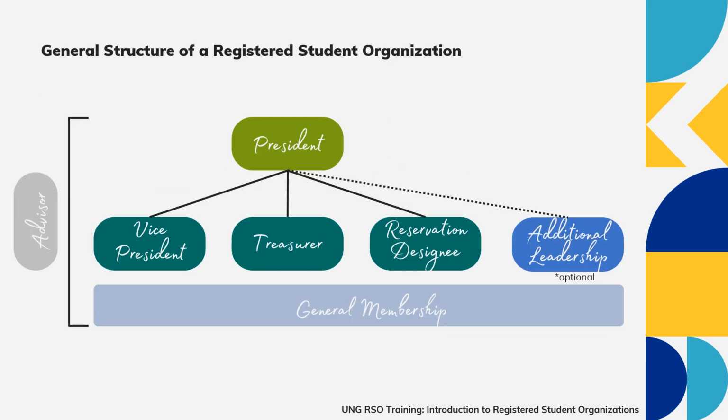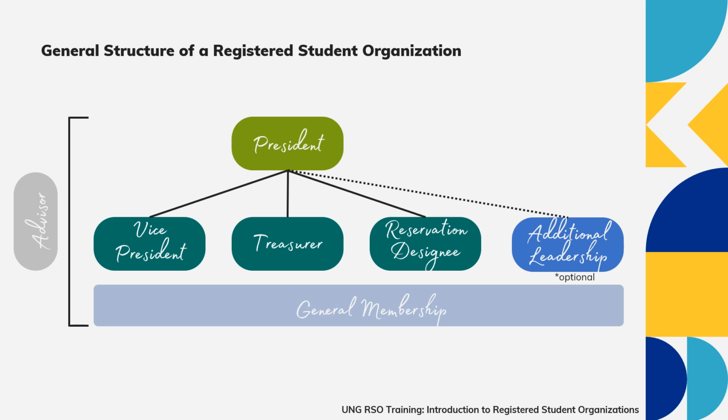Here you can see the general structure of a registered student organization. Executive leadership includes the president, vice president, treasurer, and reservation designee. Note that additional leadership positions can be created at the discretion of current RSO leadership. Potential organizations must have each executive leadership position filled in order to become registered with the university. Recall that a registered student organization consists of at least 4 members. Executive leadership are those 4 members.